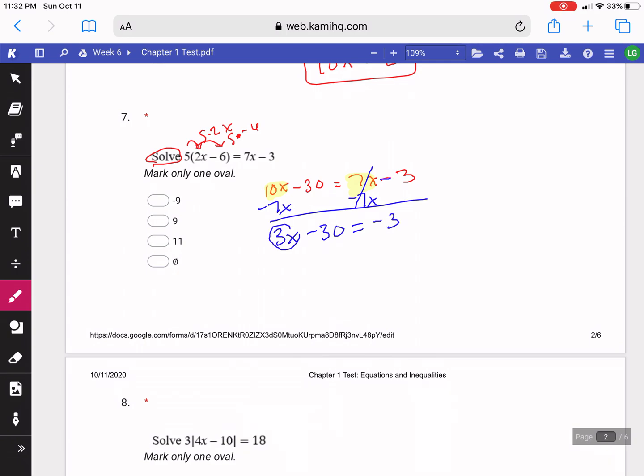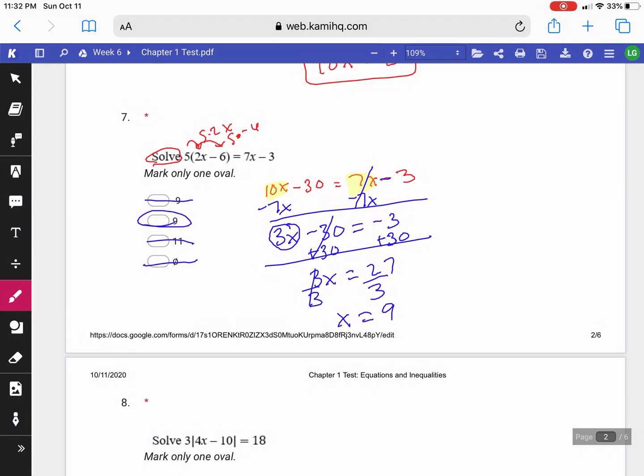Since the 3 is stuck to the x, I'm going to add 30. So we're undoing the -30. -3 plus 30 is 27. And then you could divide by 3. So for our answer, we get +9. Most of you did really well on this problem.